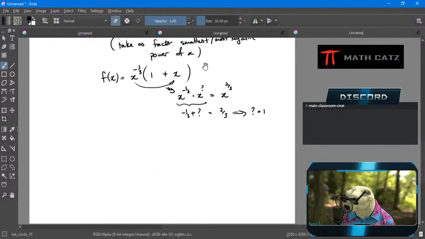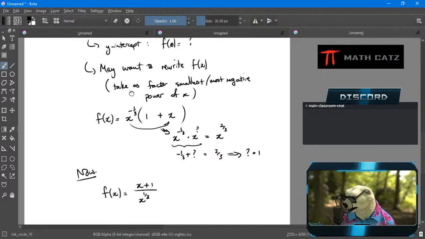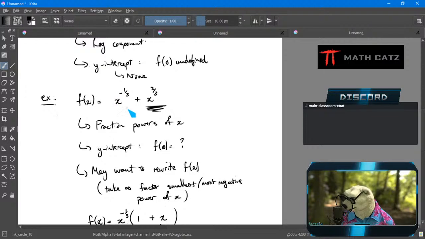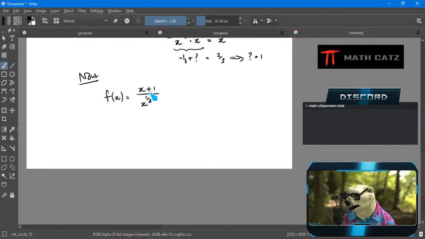Why? Because now, oops, I'm in eraser mode here. Now, I can see that actually this function does have a denominator. It wasn't obvious originally at all that this is actually fairly close to a rational function. It's not a rational function because the bottom one is not a polynomial, but it actually has a lot more in common with a rational function than anything else.